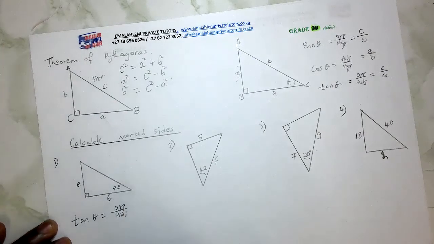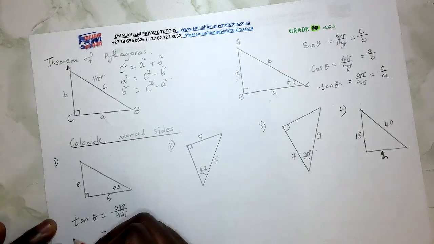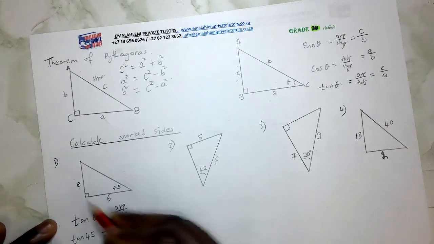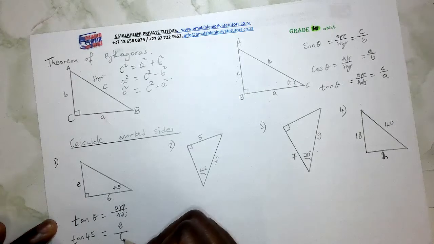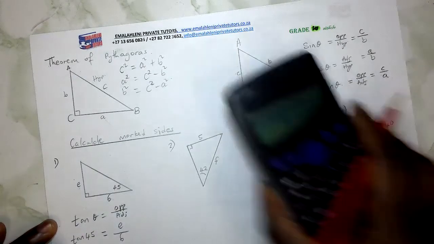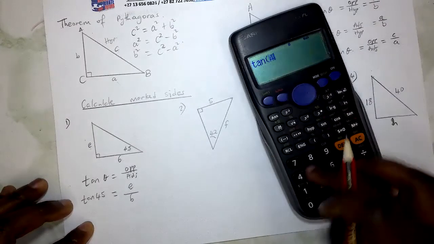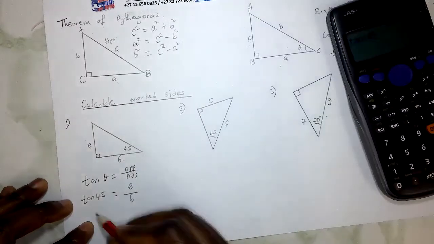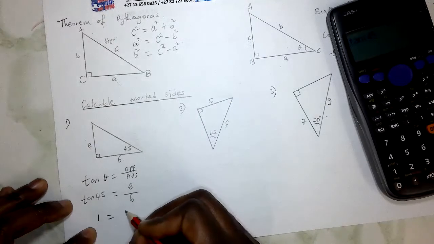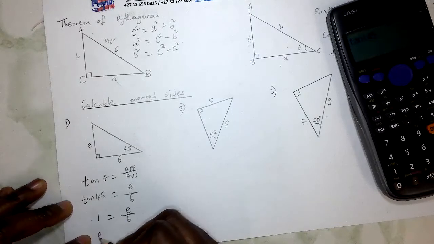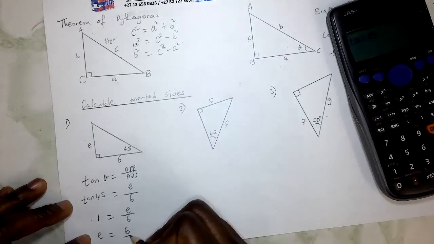Now, opposite over adjacent. You're just going to say tan 45 is equal to opposite, it's E over 6. And tan 45 is 1, if I'm not mistaken. Then it means that 1 is equal to E over 6, and you cross multiply. E is going to be equal to 6.